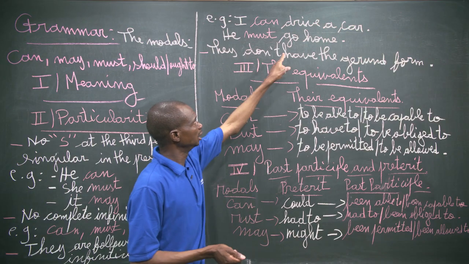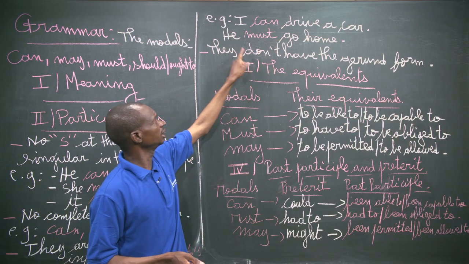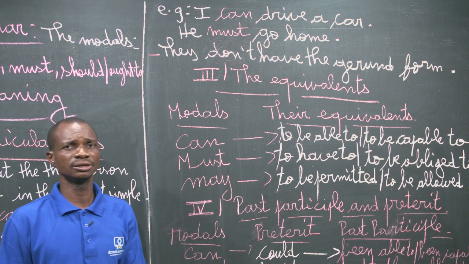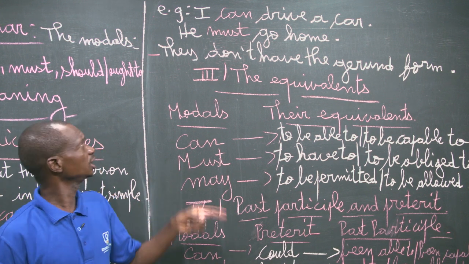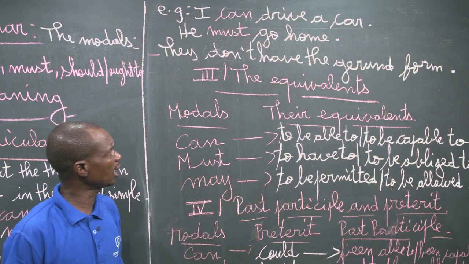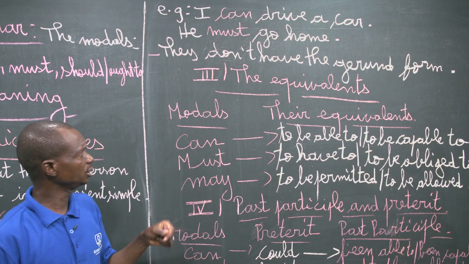Number 3, they are followed by the infinitive without to, meaning that we use them with the ordinary verbs without using to. I can drive a car. We must not say I can to drive a car. It's not possible. He must go home. We must not say he must to go home. It doesn't exist. They don't have the gerund form.